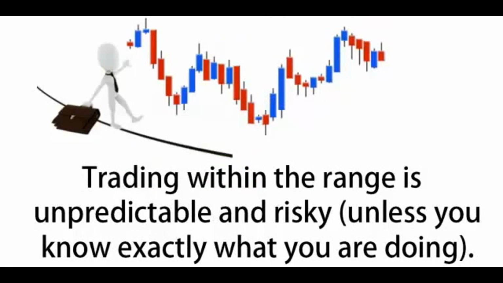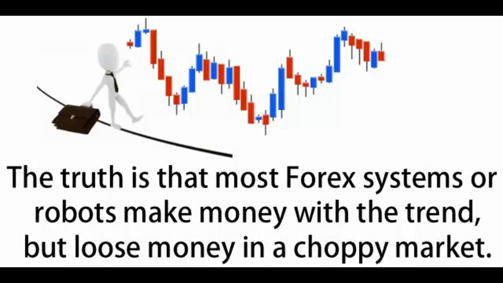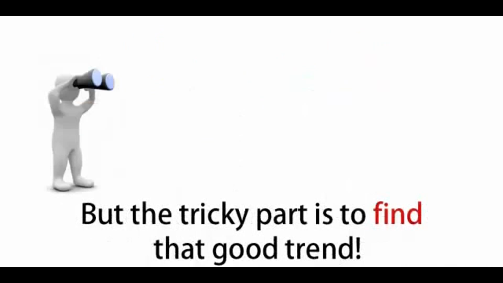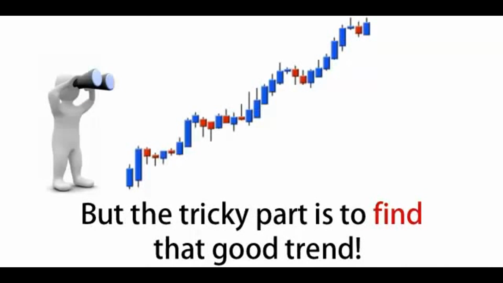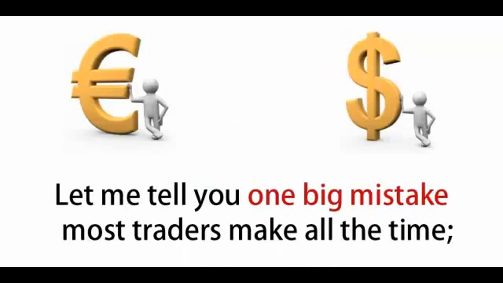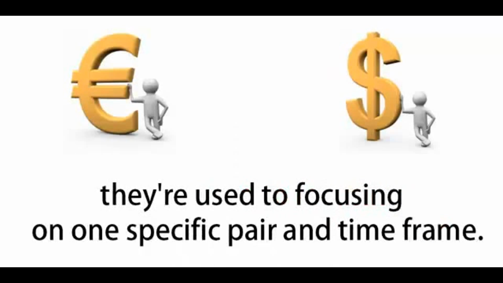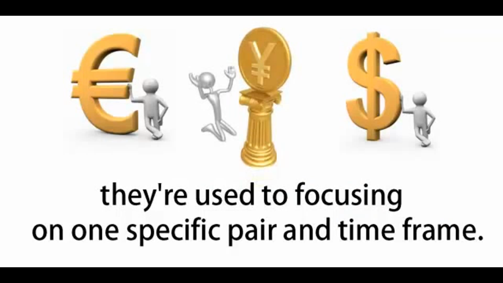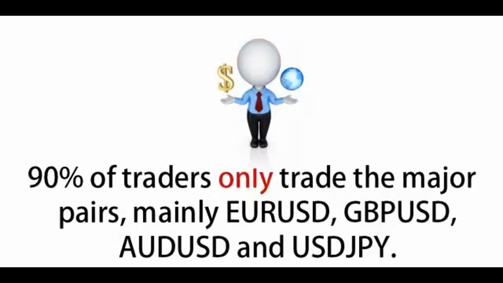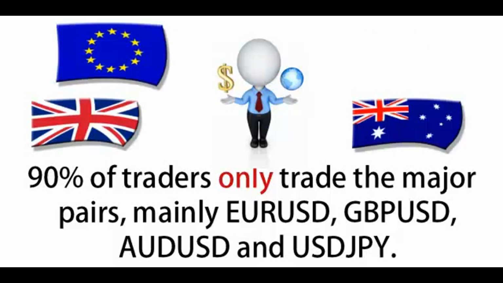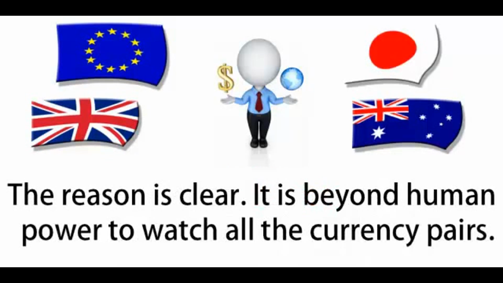Trading within the range is unpredictable and risky, unless you know exactly what you're doing. The truth is that most Forex systems or robots make money with the trend, but lose money in a choppy market. But the tricky part is to find that good trend. Let me tell you one big mistake most traders make all the time. They're used to focusing on one specific pair and time frame. 90% of traders only trade the major pairs, mainly the euro, the cable, the Aussie and the yen. The reason is clear, it's beyond human power to watch all the currency pairs.